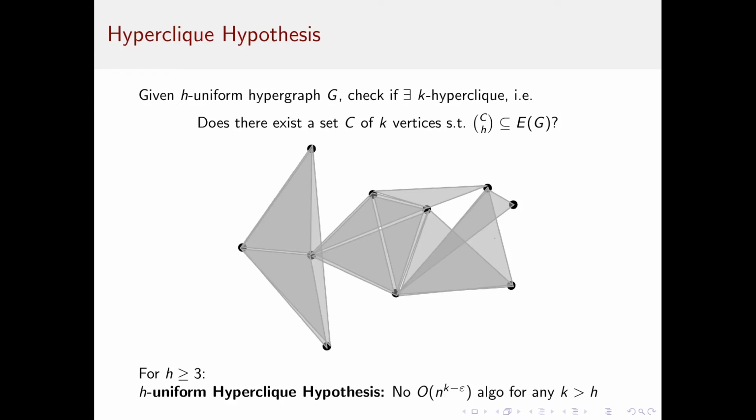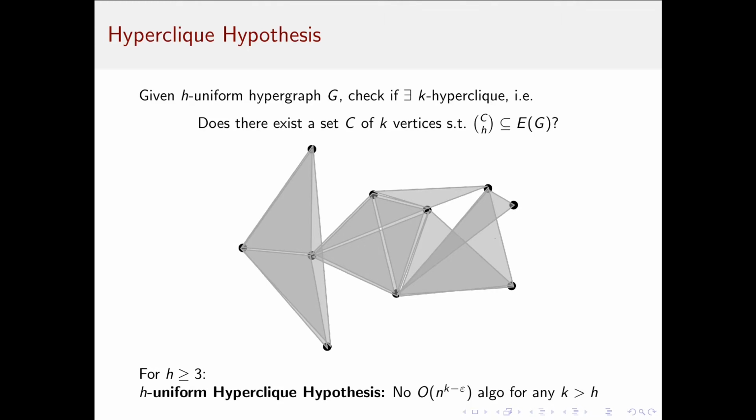And let's quickly talk about those hardness assumptions. So our central assumption will be the hyperclique hypothesis. Okay, and what does that mean? Well, in the h-uniform k-hyperclique problem, you're given an h-uniform hypergraph G, and you want to determine whether G contains a k-hyperclique, so a set of k nodes such that any subset of size h of those nodes forms a hyperedge in G.